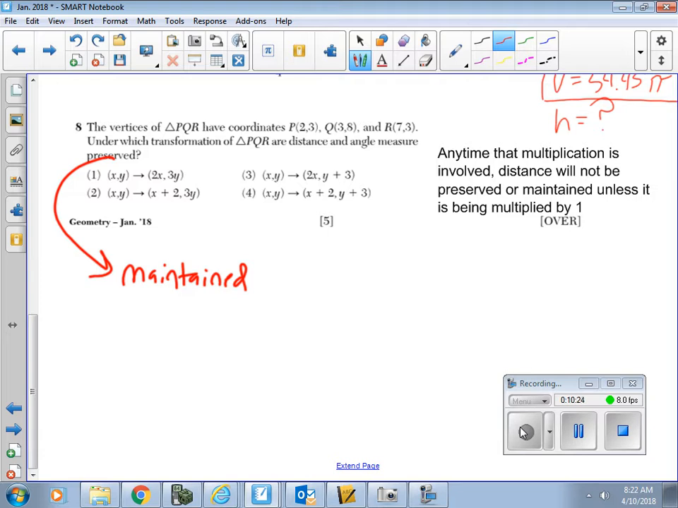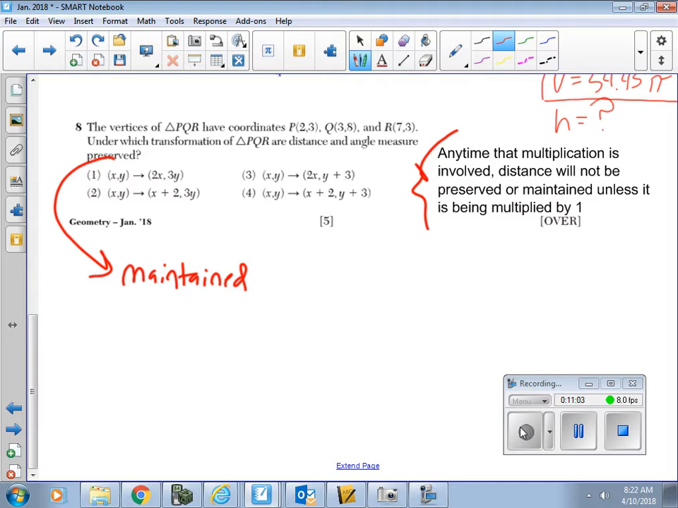Okay. Now I want you to write down these notes over here. And what they say is, anytime that multiplication is involved, distance will not be preserved or maintained unless it is being multiplied by 1. Remember when we were doing dilations? If you had a dilation with a scale factor of 1, you had a congruent shape. Otherwise, any other thing you multiply by, the sides are not. Now, the angles will stay the same, but the sides will not. Okay? So if I look at these 4 answer choices, all of them except 1 have something being multiplied.